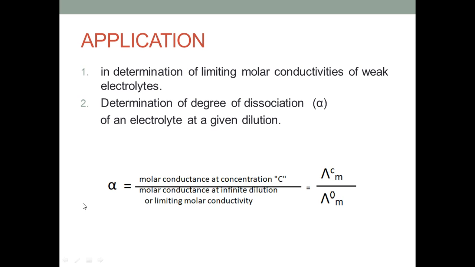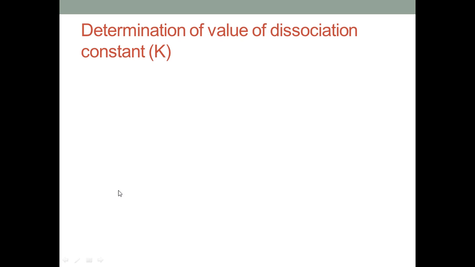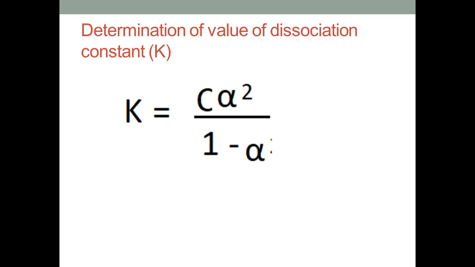So first we calculate the degree of dissociation by using this formula. This is your molar conductivity at a particular concentration, and this is the conductivity at infinite dilution, that is the limiting molar conductivity. So first we have to calculate this alpha, then go for the calculation of dissociation constant, that is K, equal to C alpha square upon 1 minus alpha.